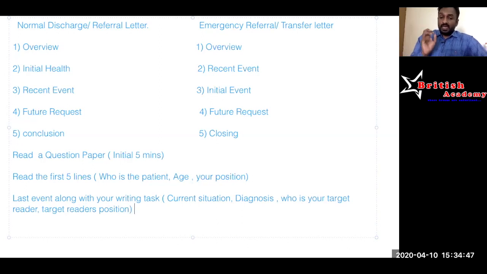Now, by getting this information, who your target reader is, the current situation, the diagnosis, and the target reader's point of view, that is the position. Once you understand the target reader's position, you will be very clear about their point of view and what kind of information you need to pick up from this case note. Things will be very easy. Now, let me explain how to read the case note with the technique I've told you: reading the first 5 lines, the last event, and the writing task. I'll show you a question paper and make it very clear.